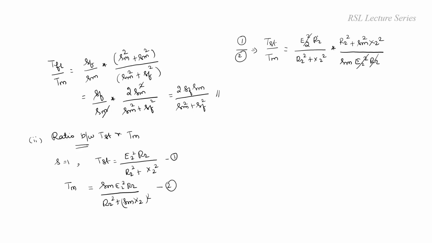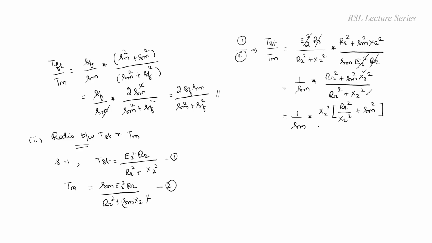This X2 square into R2 term will get cancelled. So the remaining terms will be 1 by Sm multiplied by R2 square plus Sm square X2 square divided by R2 square plus X2 square. Okay. So now we can take this X2 square term outside from both numerator as well as denominator. In the numerator, if we take X2 square outside, the remaining terms will be R2 square divided by X2 square plus Sm square. In the denominator, if we take X2 square outside, we will have again R2 square by X2 square plus 1. Okay.